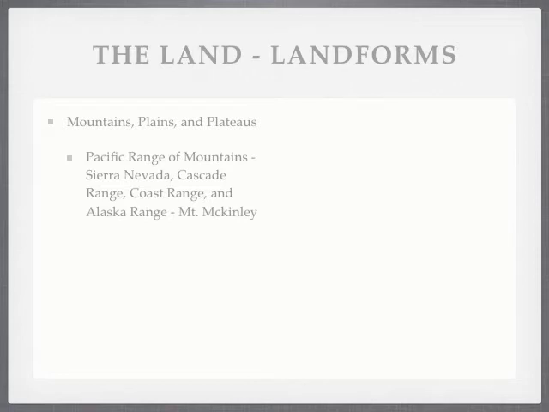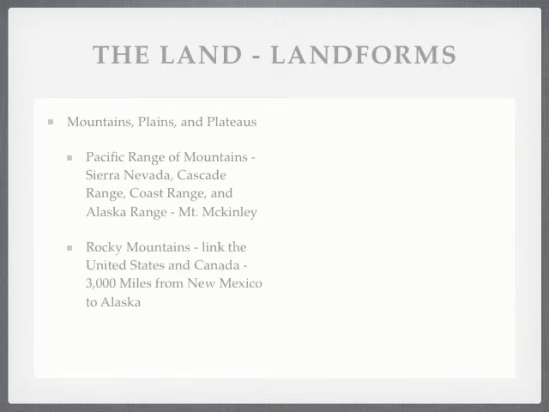So we're going to look at the land first, different land forms that have shown up across North America. We have mountains, plains, and plateaus. The Pacific Range of mountains include the Sierra Nevada, Cascade Range, the Coast Range, and the Alaska Range. This is where Mount McKinley is located. The Rocky Mountains link the United States and Canada. It's 3,000 miles from New Mexico all the way to Alaska.